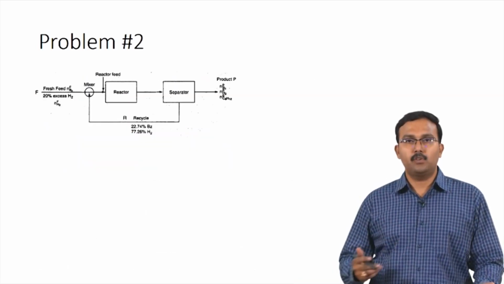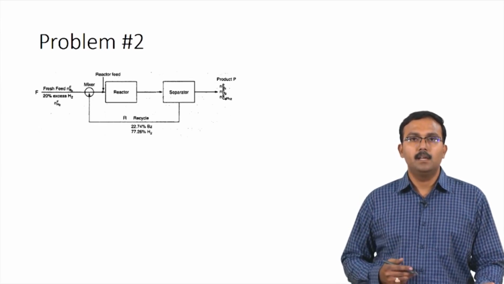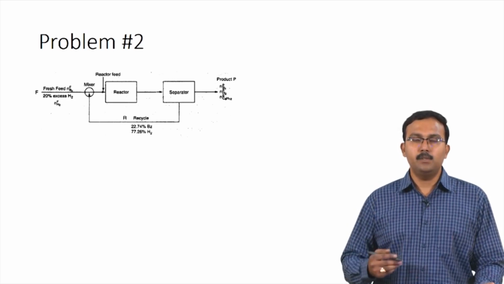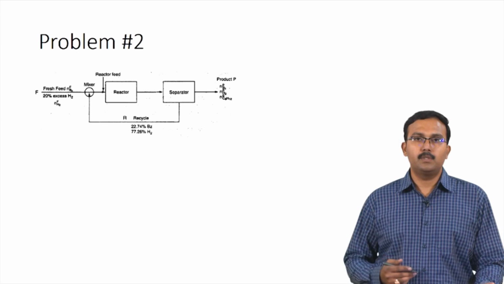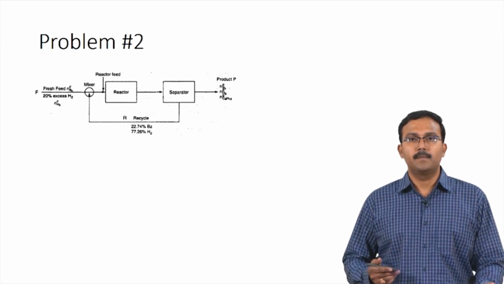The first step for solving any material balance problem would be identifying the appropriate basis. In this problem there are no flow rates given. This means we can choose any basis. Here I have chosen 100 moles of benzene in the fresh feed. Why have I chosen this?